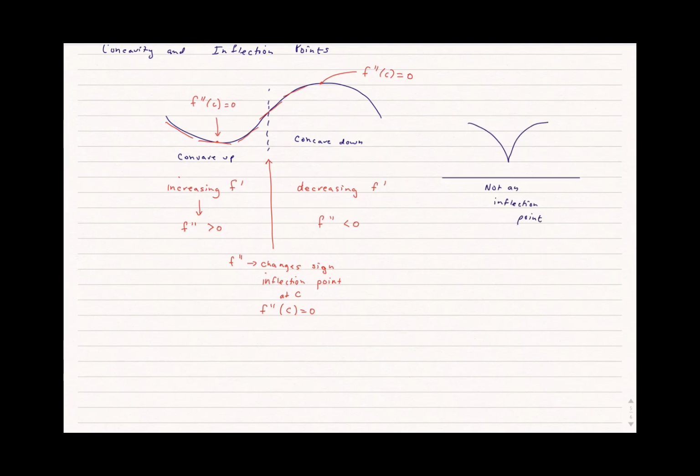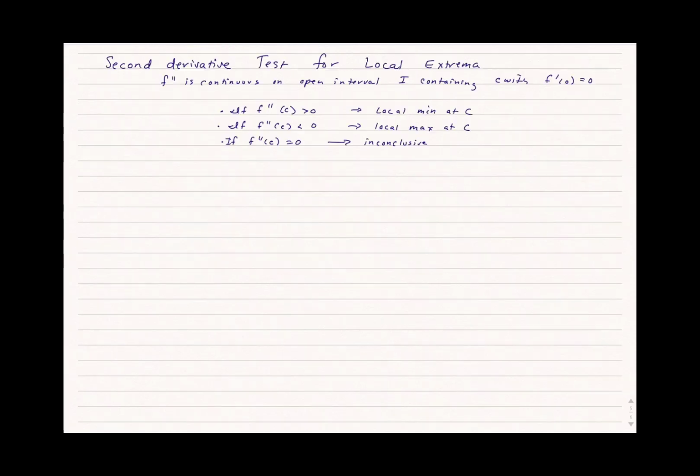Here is another example where the second derivative in this case is not defined, and that is also not an inflection point. This leads us to the second derivative test for local extrema. If I have a second derivative continuous on an open interval I containing a point C such that f prime of c is equal to 0, if the second derivative at that point is positive, then I have a local minimum at C. If the second derivative at that point C is negative, then I have a local max at C. If the second derivative at C is equal to 0, then the test is inconclusive.